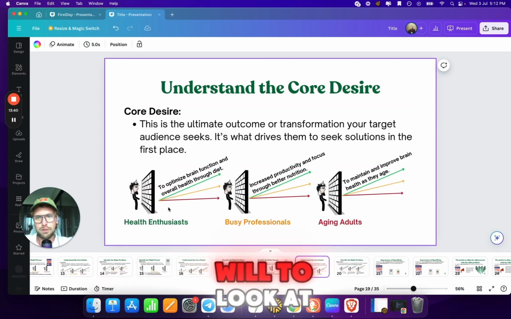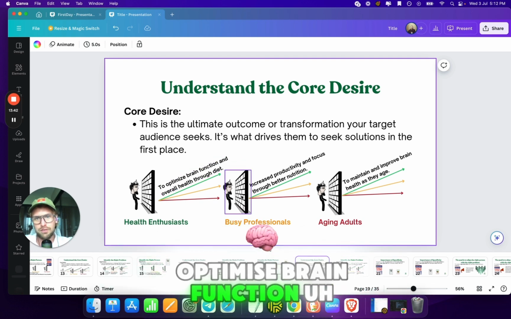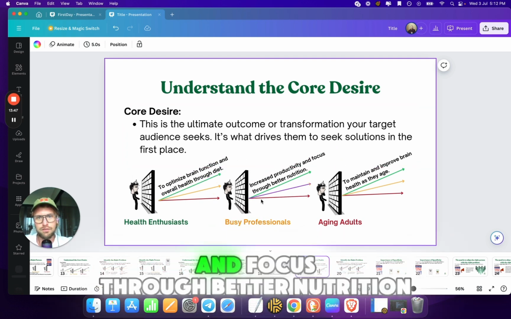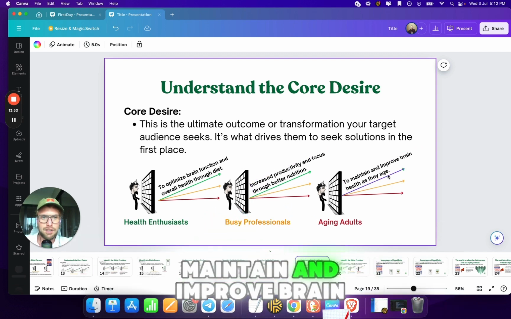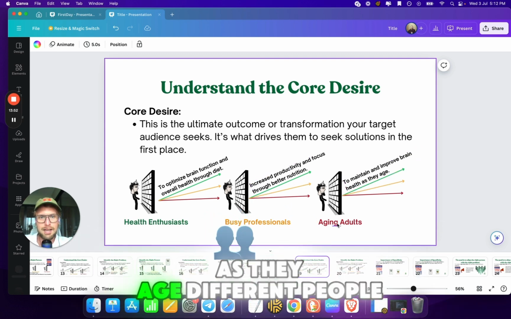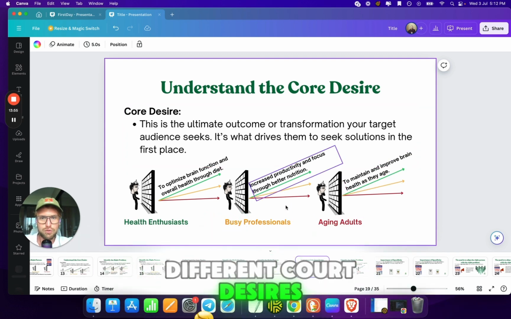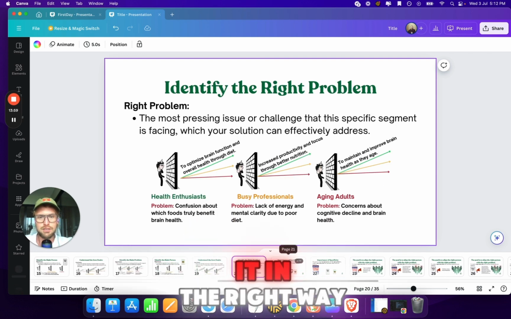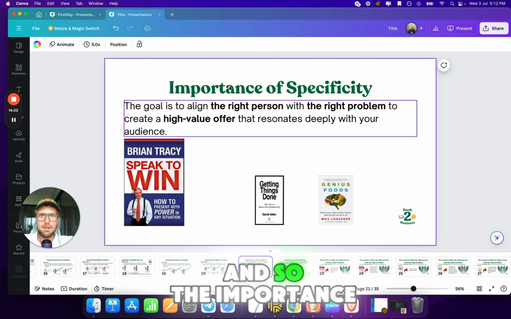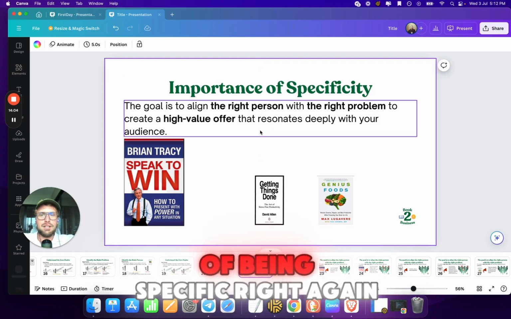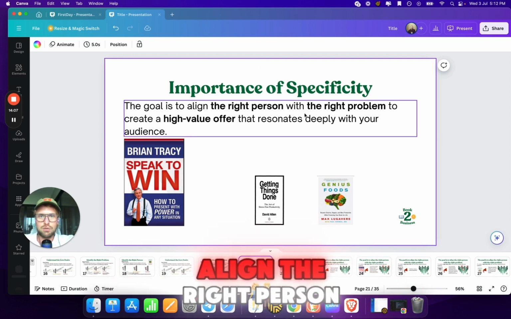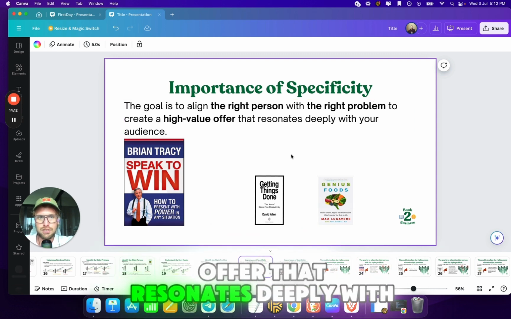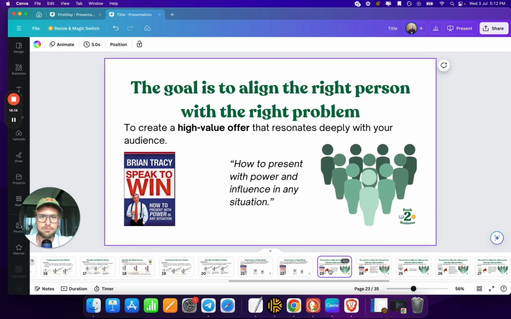Okay, but if we were to look at health enthusiasts, optimize brain function, overall health, you can see here, increase productivity and focus through better nutrition, maintain and improve brain health as they age. Different people, different core desires, and different problems that our book can solve, and if we present it in the right way. And so the importance of being specific, right? Again, the goal is to align the right person with the right problem to create a high value offer that resonates deeply with your audience.